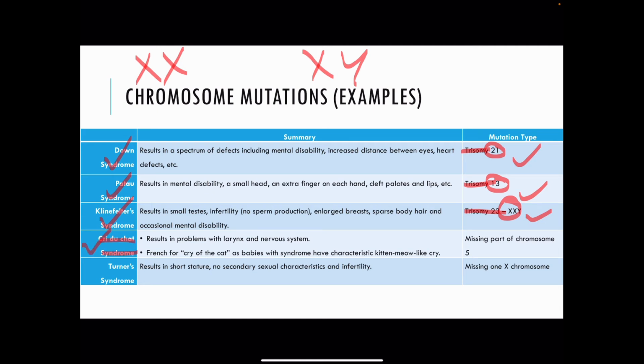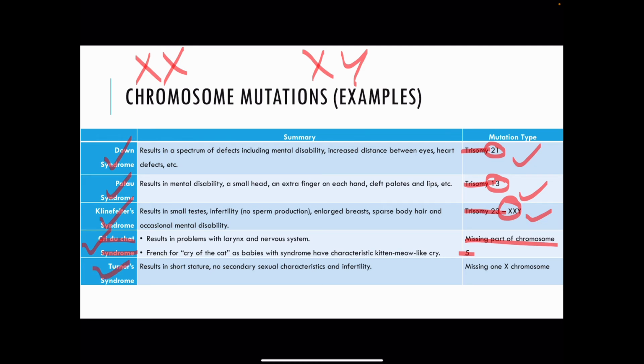Cri-du-chat syndrome is next, also known as cry of the cat, and that's because babies that have this syndrome have this characteristic kitten meow-like cry. That's because they've got problems with their larynx and with their nervous system. Here, the mutation is a missing part of chromosome 5. So we don't have monosomy or trisomy or aneuploidy at all. We're just missing part of a chromosome, and so we've got partial aneuploidy.